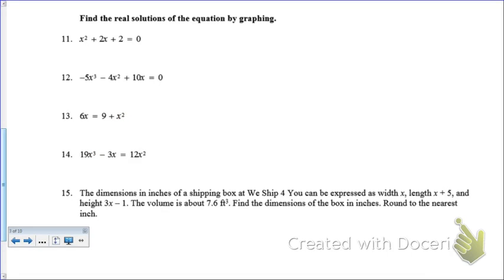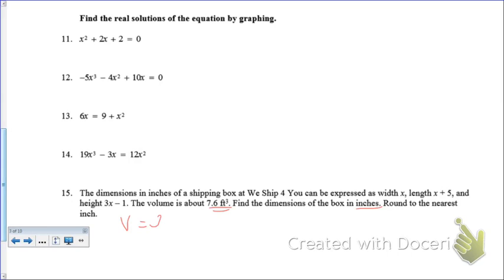All right, number 15, it's a little bit of a sneaky one. It says the dimensions in inches of a shipping box can be expressed as width, length, and height. Width is x, length is x plus 5, and the height is going to be represented by 3x minus 1. The volume is 7.6 feet cubed. We want to find the dimensions in inches. So remember that the volume is in cubic feet. That's okay. We're going to leave it like that.